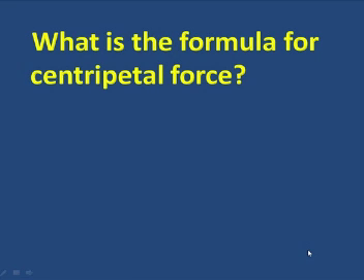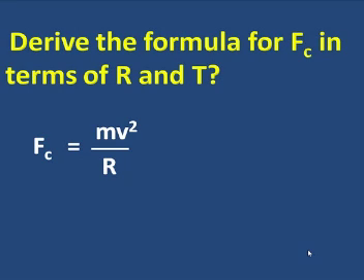What is the formula for the centripetal force? And the answer is mv squared over r. So the acceleration is v squared over r. That's the centripetal acceleration, and the force is mv squared over r. Now remember, you can make a substitution for the velocity, orbital velocity or speed: 2 pi r over t. Put it in for v and get m 4 pi squared r over t squared.